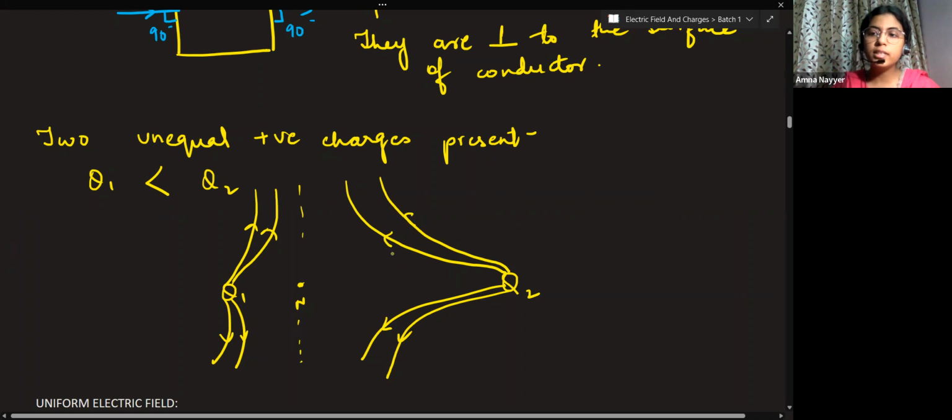That's why we'll see this kind of thing. Had Q2's magnitude been greater than Q1, then the reverse would have happened. Here we would have had Q2, here we would have had Q1. So here is how the neutral point lies whenever two unequal charges are present. Rest of the properties we have already discussed.